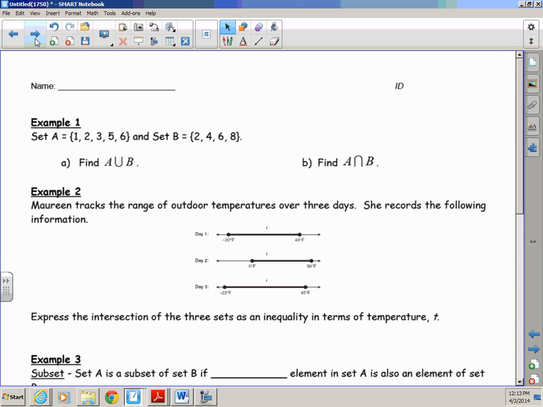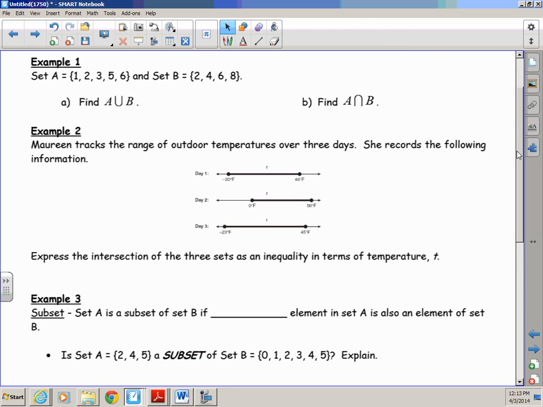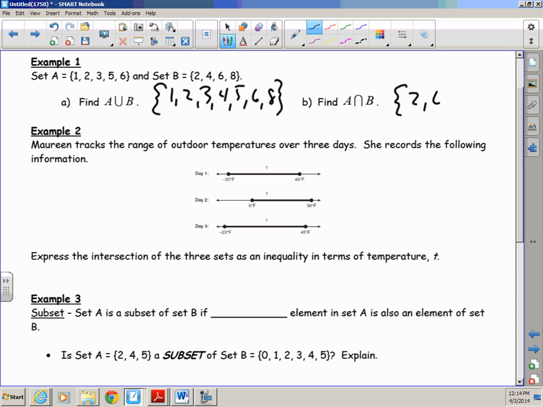I have two sets, A and B, and I want to find the union and the intersection. So the union would be 1, 2, 3, 4, 5, 6, and 8. Okay? And the intersection is just 2 and 6. If you have elements in common in each set, and it's the union, you do not write an element more than once.